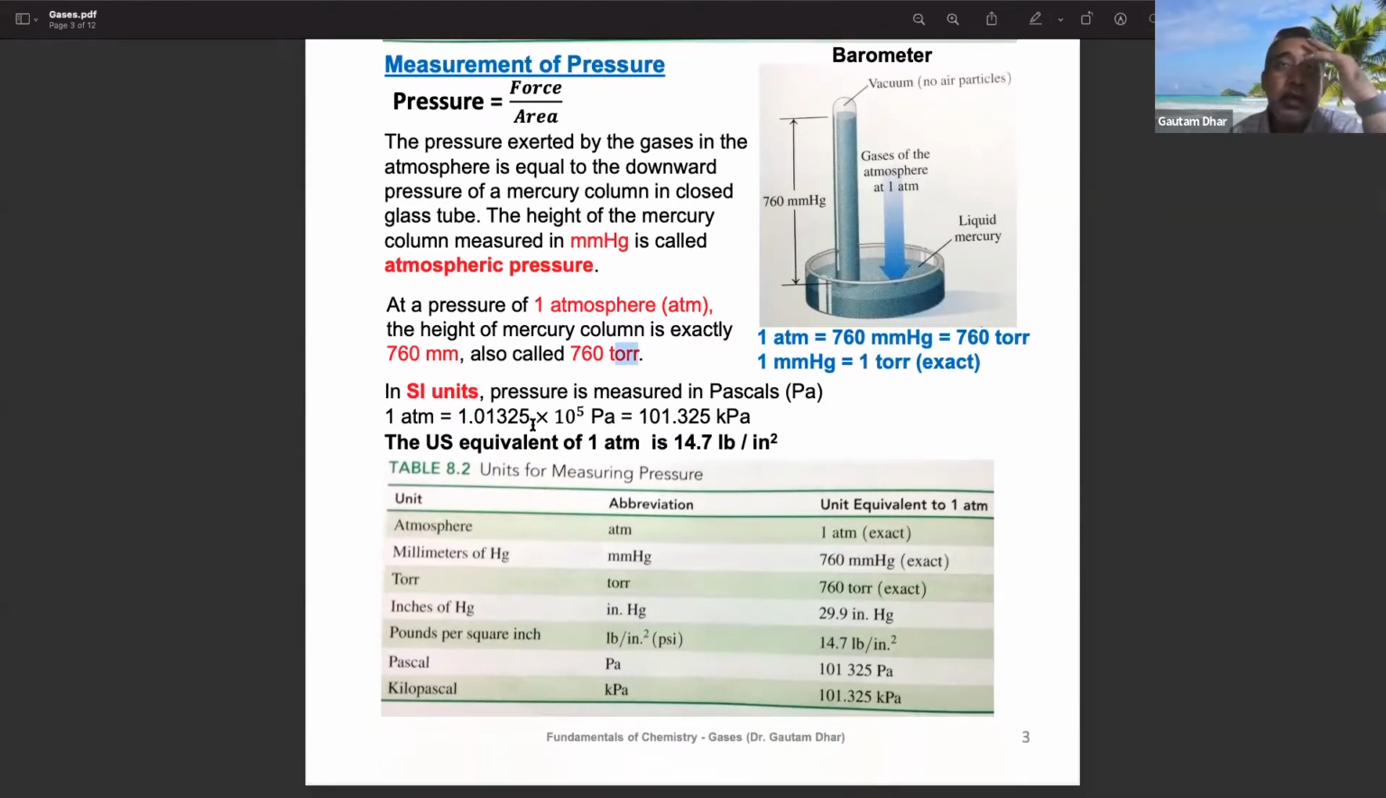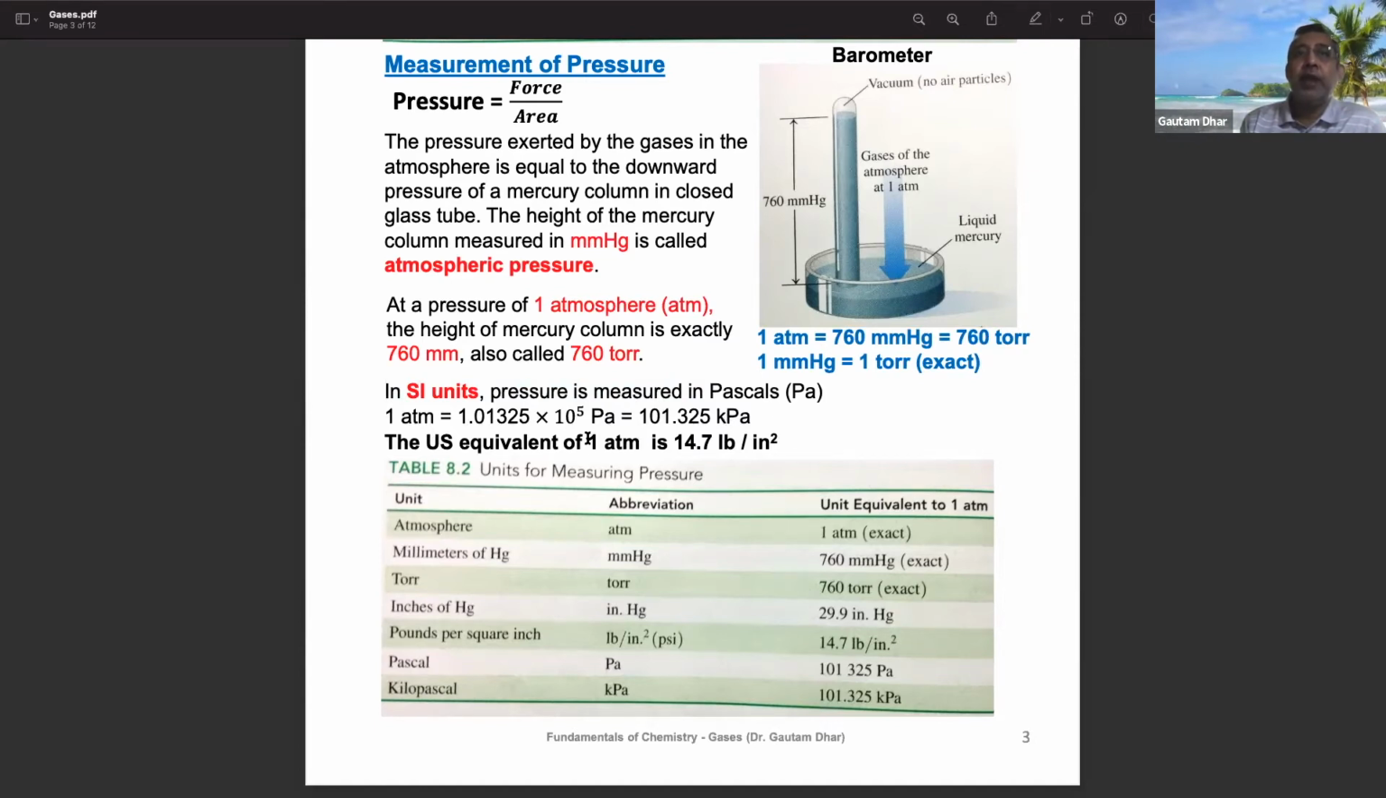Now the SI unit: physicists use the force by area formula. The force has a unit of Newton, and the area is in meter square, so Newton per meter square. That's called Pascal, and physicists use that more often. And in Pascal, 1 atm is equal to 101.325 kilopascal.